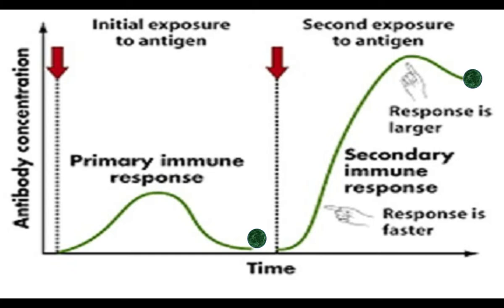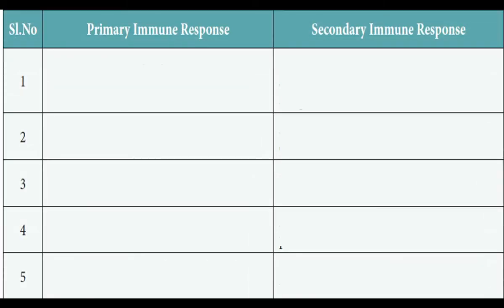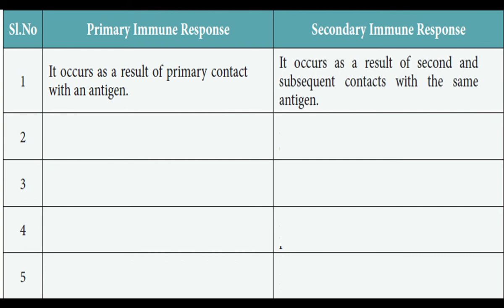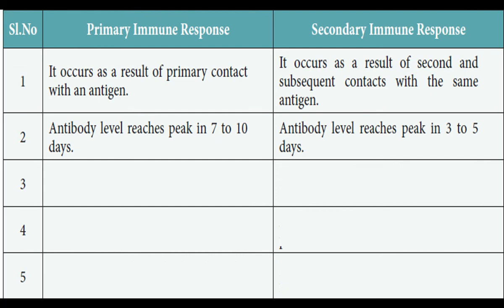Now let us see the differences between primary immune response and secondary immune response. The secondary immune response is called a booster response. Primary immune response occurs as a result of primary contact with the antigen. Secondary immune response happens when the immune system meets the same antigen for the second time. In primary immune response, antibody level reaches peak in 7 to 10 days. In secondary immune response, within 3 to 5 days, antibody level reaches peak.